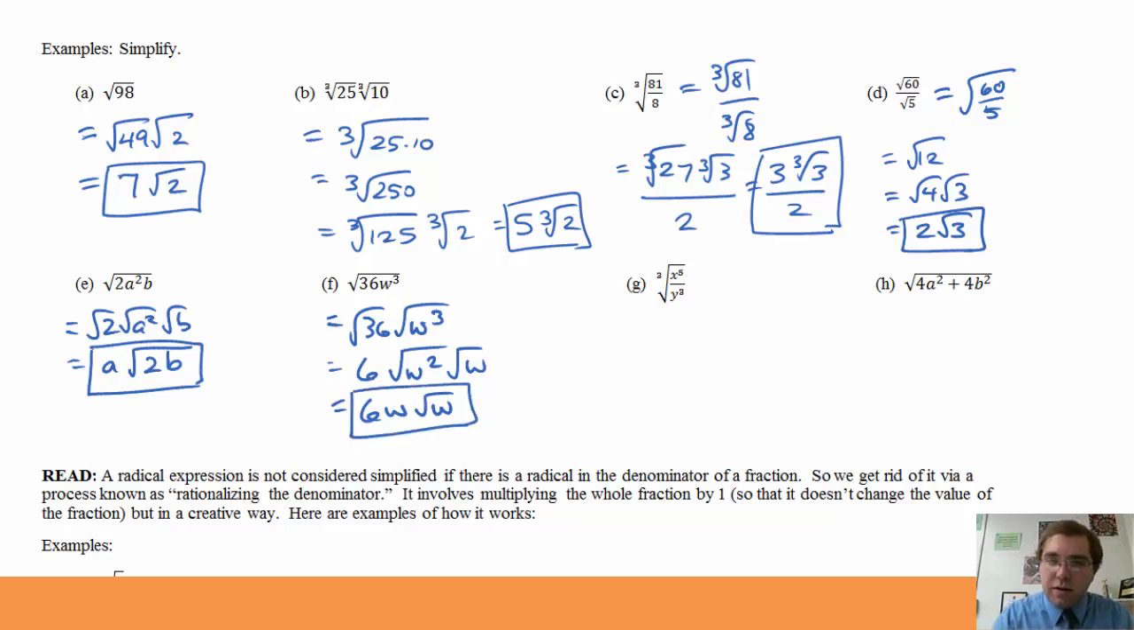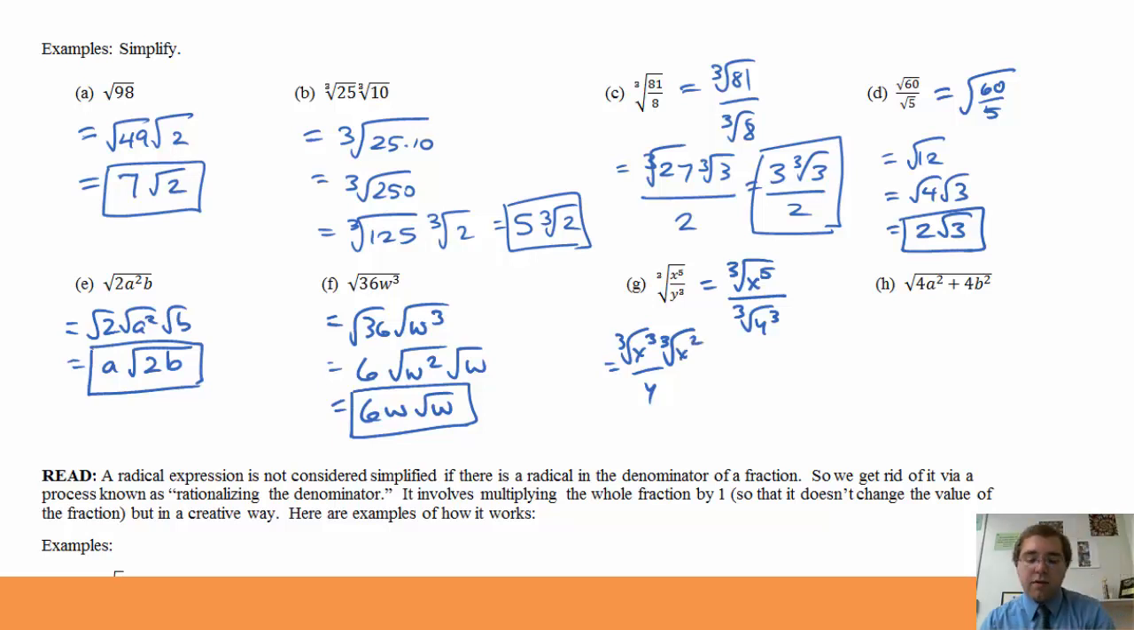So we'll see that again here in example G. The cube root of x to the 5th over y cubed. So I'll rewrite that as the cube root of x to the 5th over the cube root of y cubed. Okay, the bottom's easy. The cube root of y cubed is just y. On the top, the cube root of x to the 5th, well, that's the same as the cube root of x to the 3rd times the cube root of x squared, right? I can take x to the 5th and split it up as x cubed times x squared. Alright, the cube root of x cubed is x. Still got a cube root of x squared. Can't do anything more with that. And I've got a y on the bottom.